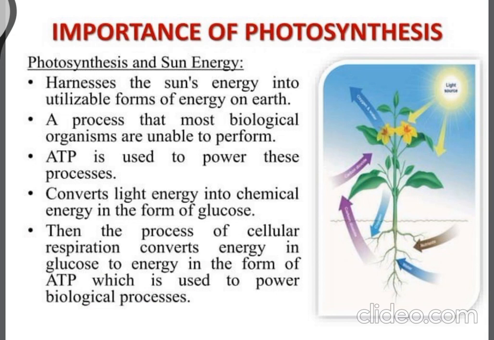ATP is used to power these processes, so photosynthesis converts light energy into chemical energy in the form of glucose. Then the process of cellular respiration converts the energy in glucose to energy in the form of ATP, which is used to power biological processes.